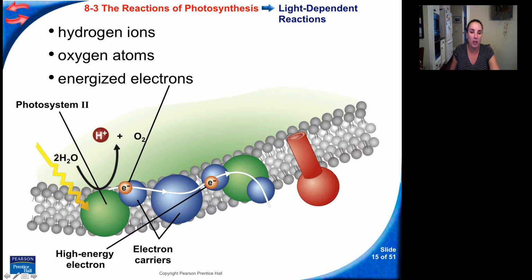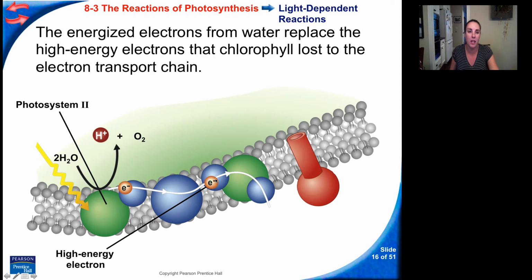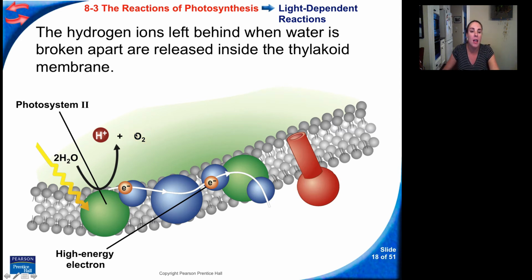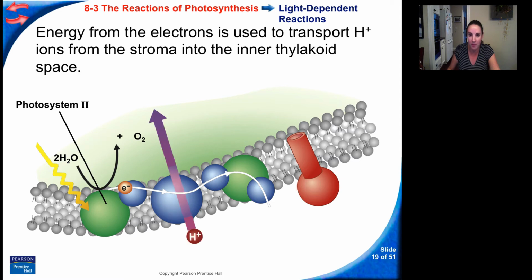So here's where water comes in. It gets split to make even more high energy electrons. These energized electrons from water replace the high energy electrons that chlorophyll lost to the electron transport chain. As the plants remove electrons from water, oxygen is left behind and released into the air. So we're adding water and oxygen is being released. The hydrogen ions left behind when water is broken apart are released inside the thylakoid membrane.